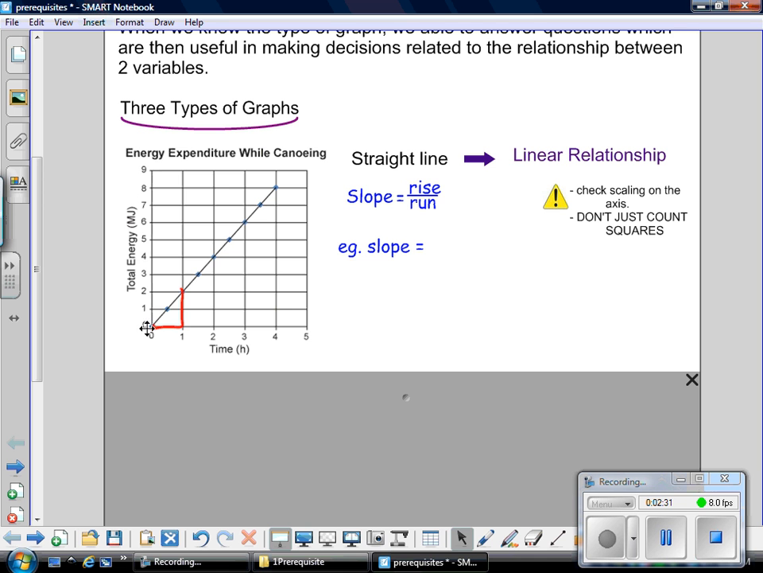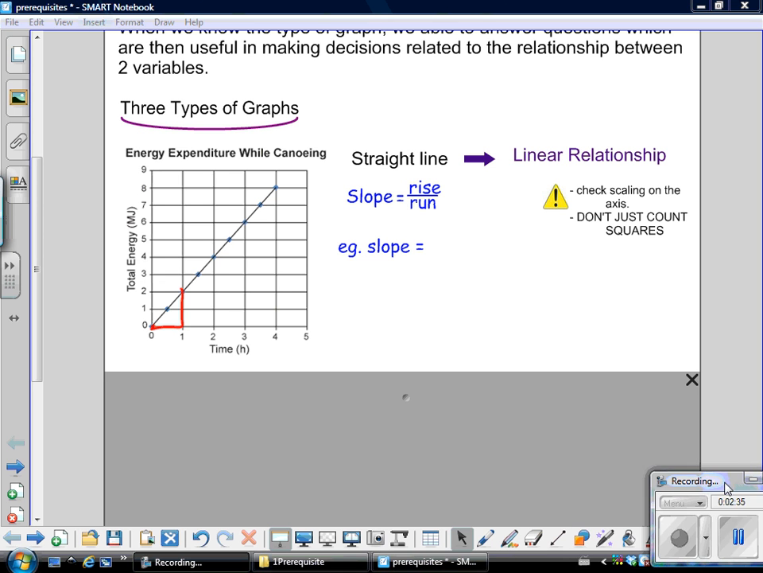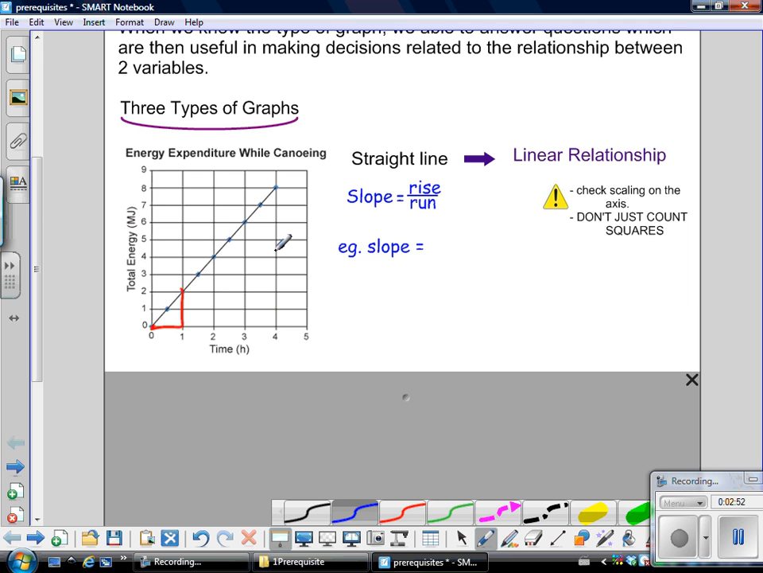Now, in this case, it's fairly easy because we can see that when we count the squares, each square is worth 1. So we're fine if we just want to count squares for this example. But make sure you check that. So let's look at this example. We're actually going to calculate. And if we look at this, I already have my triangle made, and I've looked at my scaling. So rise over run. So in this case, I'm going up 2.